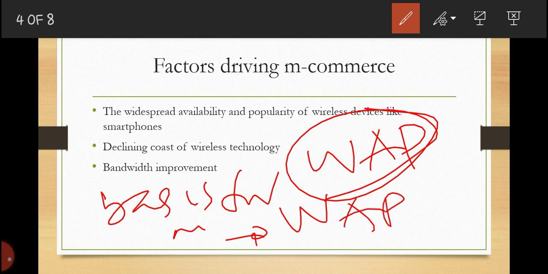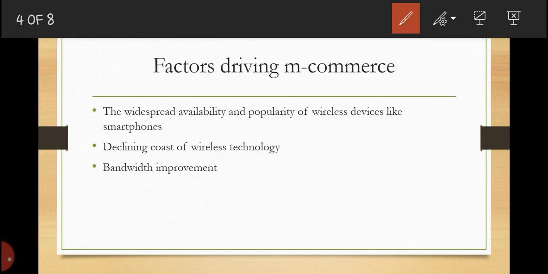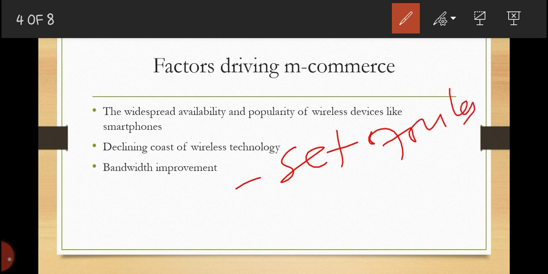Actually, this technology, the WAP technology, is a set of rules. The set of rules governing the transmission and reception of data by computer applications or via wireless devices like mobile phones.